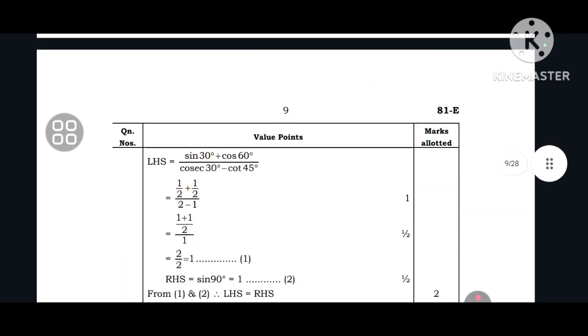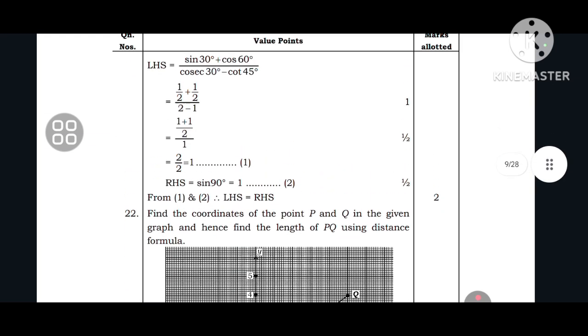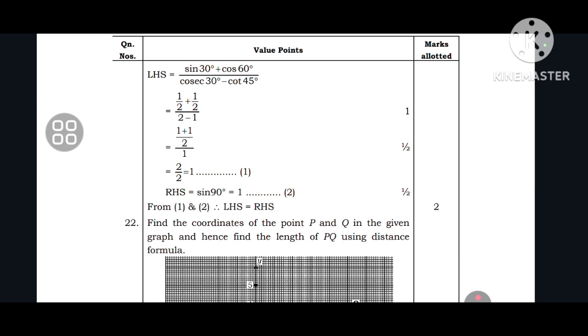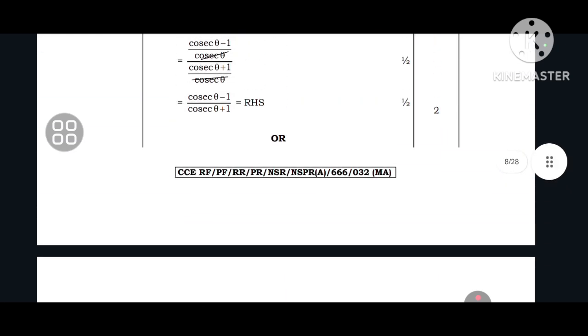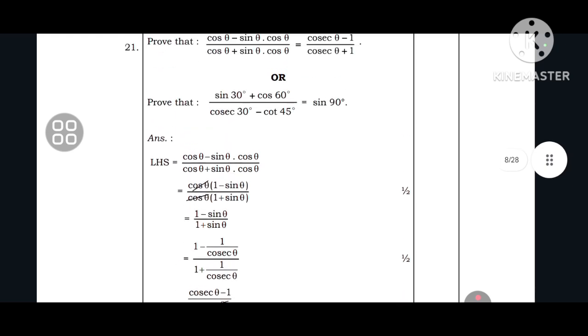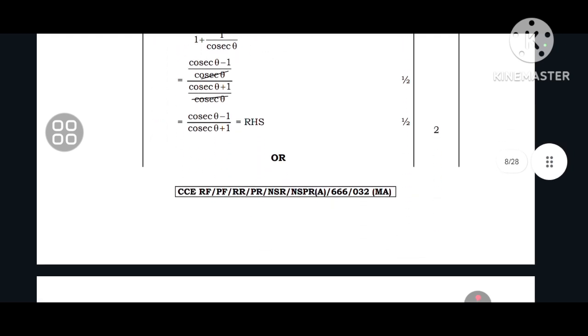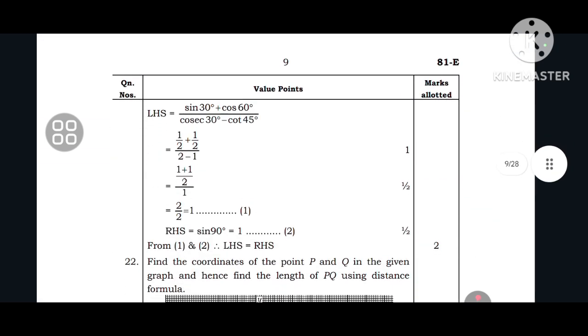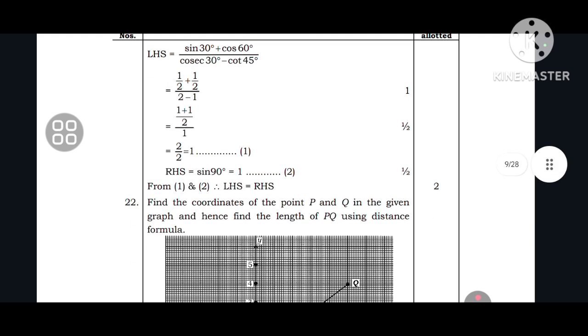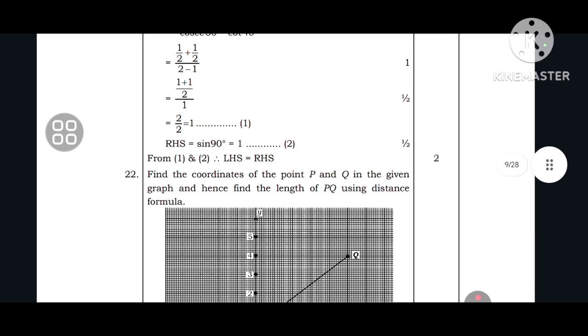Coming to the next question, just see the question here. Half of it they have solved below. This is starting in the OR option. For this question, prove that sin 30 degree plus cos 30 degree and so on. This answer is solved below here. Starting from here, LHS is equal to sin 30 degree plus cos 60 degree, cosec 30 degree minus cot 45 degree. This is the solving for this question.